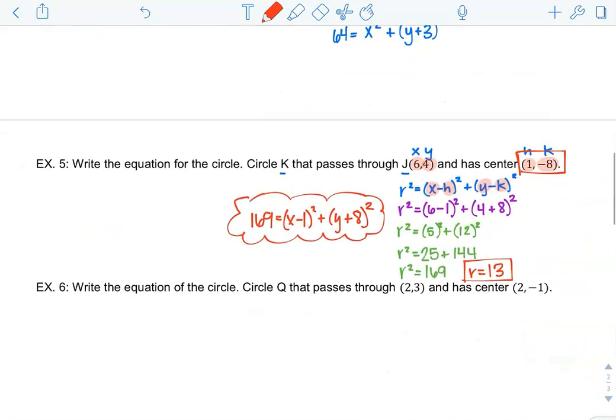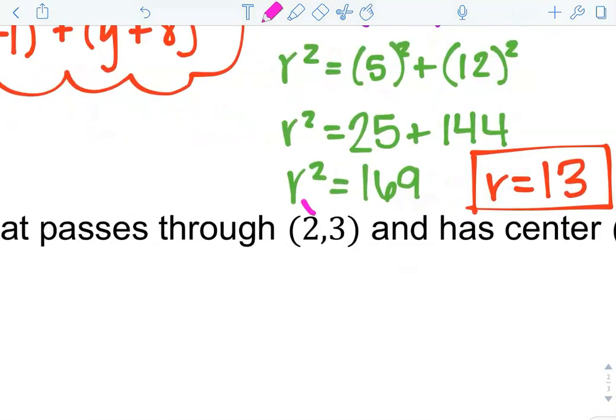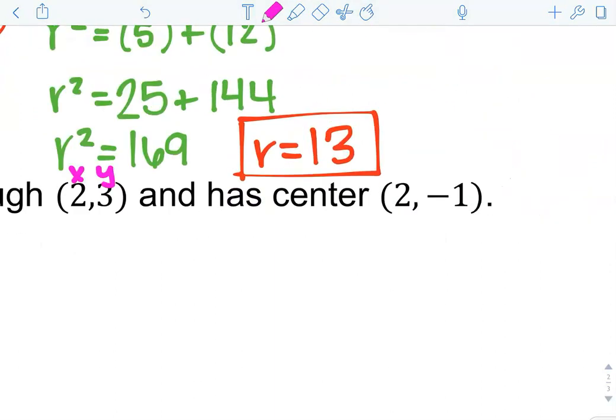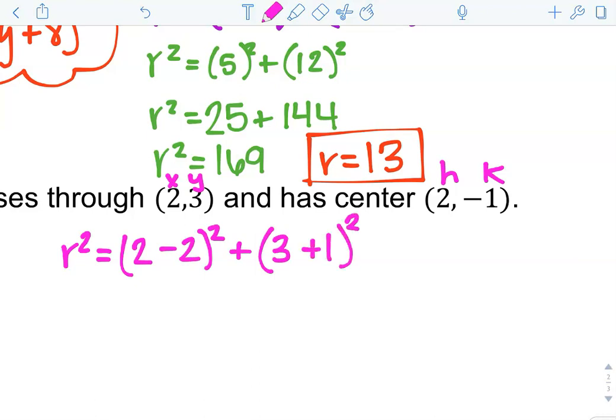Okay, let's try another one. So this one is circle Q that passes through 2, 3 and has a center 2, -1. So it's just like the one we just did. It passes through just a normal point, x, y, and has a center, h, k. So I have my radius squared that I don't know, x, 2 minus my h, 2 squared, plus y, 3 minus my k, so it becomes a plus 1 squared.